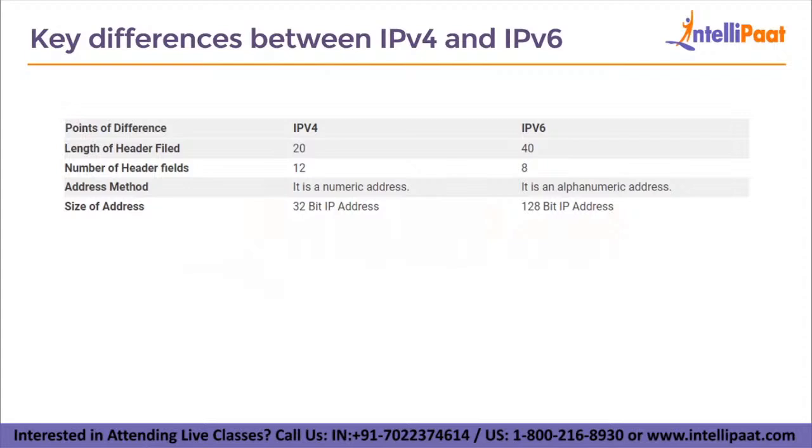The first one we have is length of the header field. It is 20 in IPv4. When it comes to IPv6, it is 40 bits and 20 bits respectively. And coming to the number of header fields, it is 12 in IPv4 and 8 in IPv6.